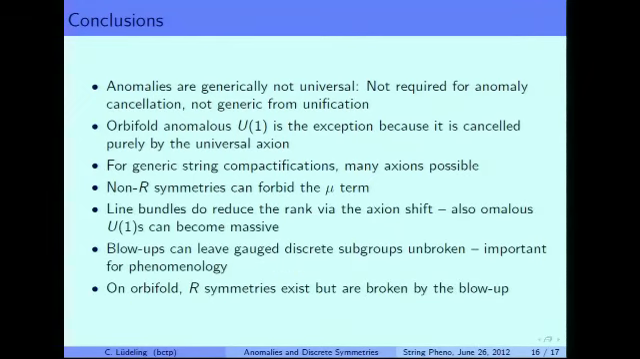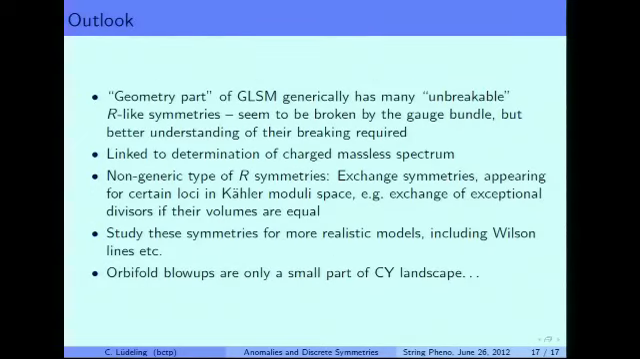But now in the blow-up, you see that we have line bundles which can reduce the rank, of course, by the axion shift. That's a well-known thing in the heterotic theory. And we see that we can actually understand how we see these gauge discrete subgroups unbroken, R symmetries and non-R symmetries. And the outlook, the main part, is that the GLSM, the geometry part, has these unbreakable symmetries which seem to be broken by the gauge bundle. And this is something we certainly need to understand much better to really get a handle on this.